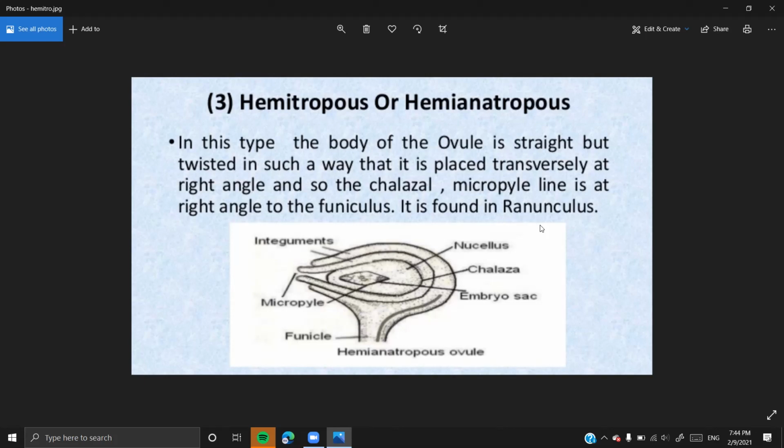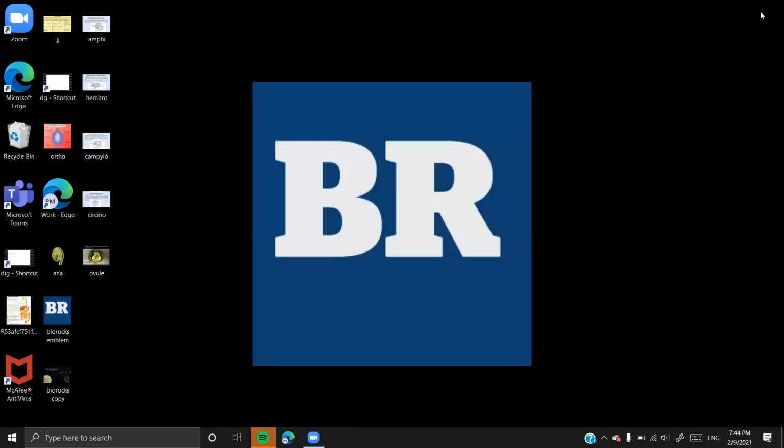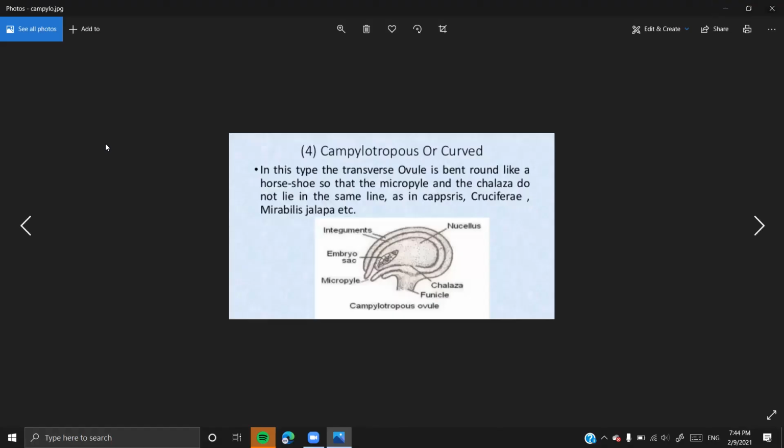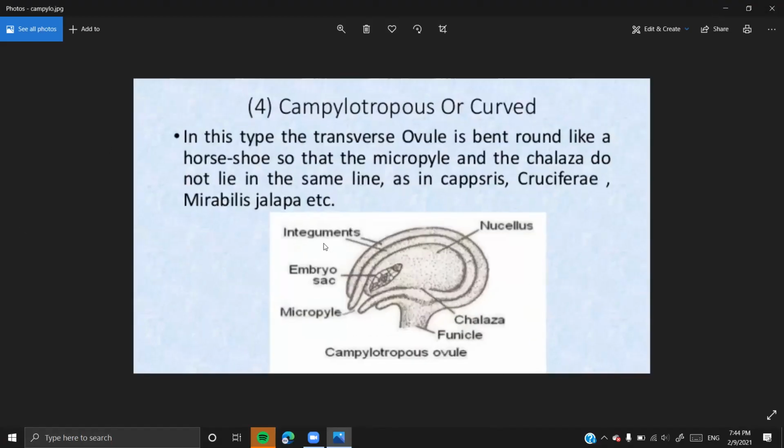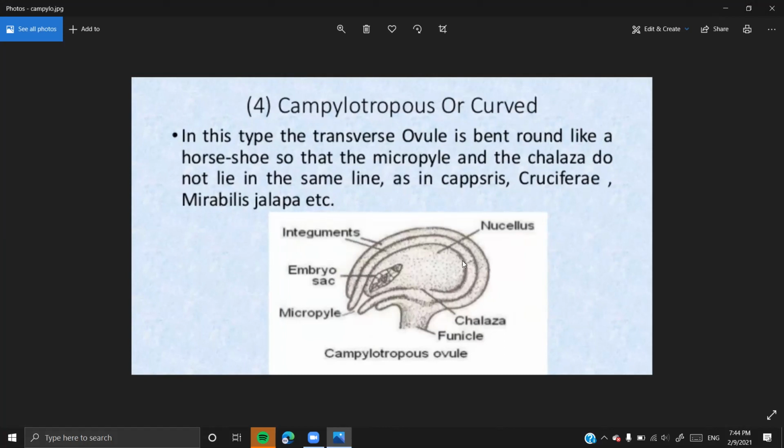Coming on to the other sort of ovules, this is hemitropous, or you can even call it hemianatropous. The next one is campylotropous. Campylotropous means the body is curved. You can see the body with the integuments and the nucellus has curved. But the embryo sac is not curved. It is straight here.